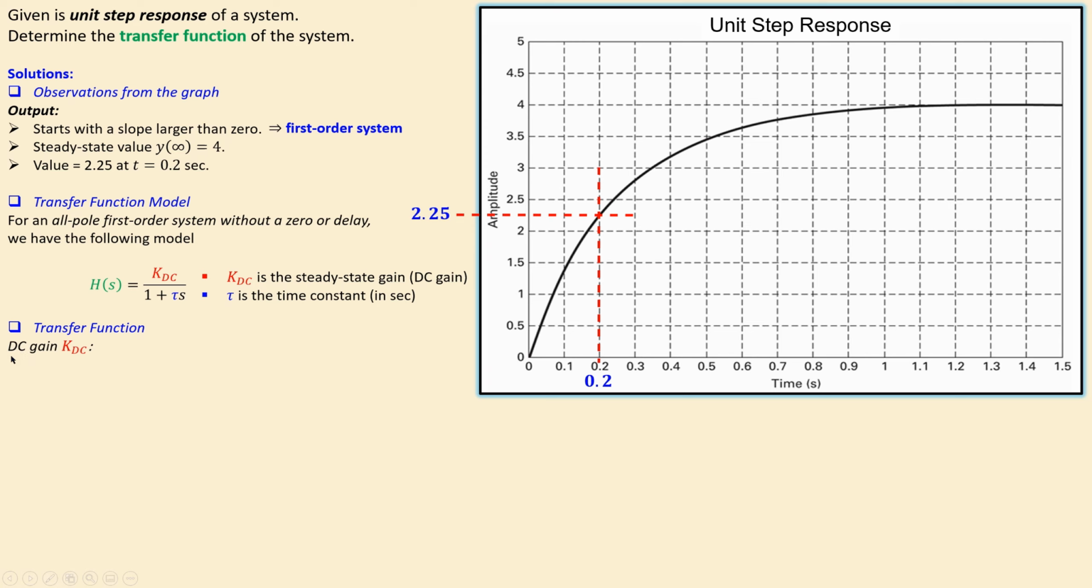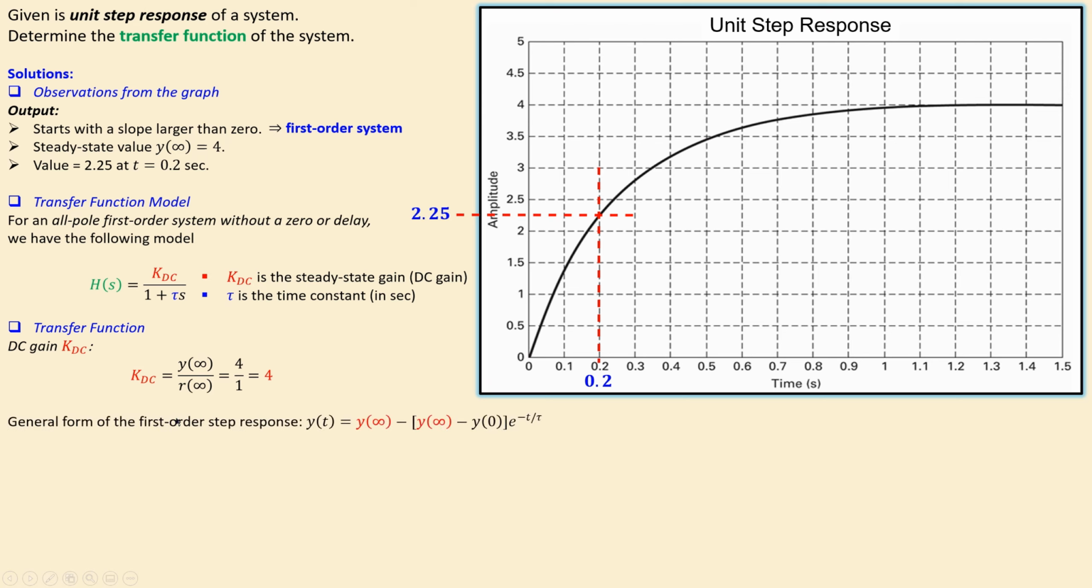So the first one, the steady state, the DC gain for the system, will be determined by using the steady state value of the output divided by the steady state value of the input. So it's output divided by the input. That is 4 over 1. So I know that the output has a steady state value of 4, but the input has a steady state value of 1 because it is a unit step. Then I have 4 over 1, which is just 4, very straightforward.